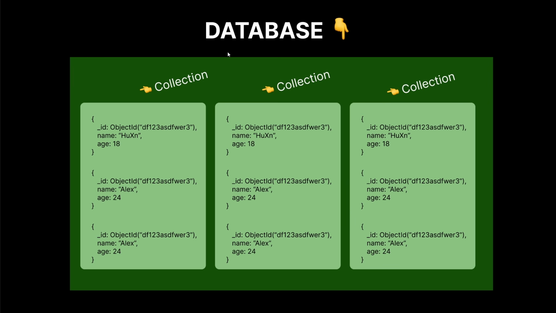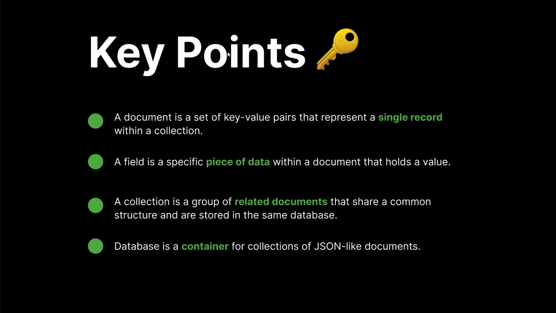Okay, so now let me give you the key points of what I just said. A document is a set of key-value pairs that represent a single record within a collection, and a field is a specific piece of data within a document that holds a value. A collection is a group of related documents that share a common structure and are stored in the same database, and a database is just a container for collections of JSON-like documents, which is called BSON. But we are going to be writing JSON, by the way. You are not going to be writing BSON code. Okay, so that was just the key points of what I just said.